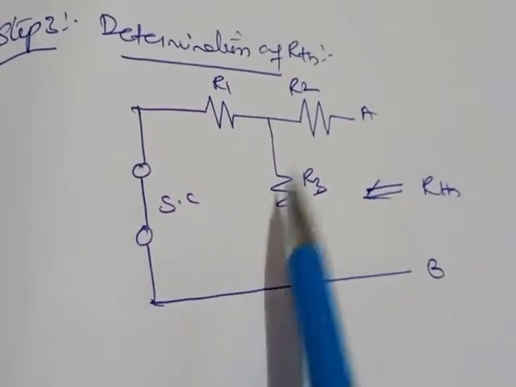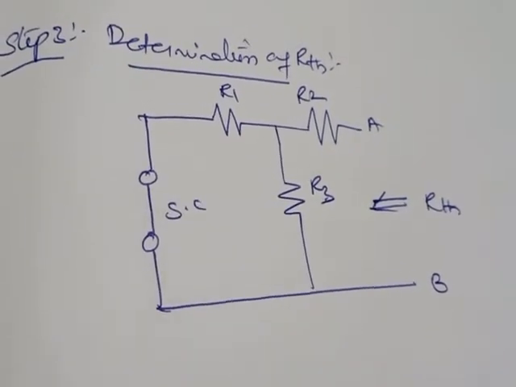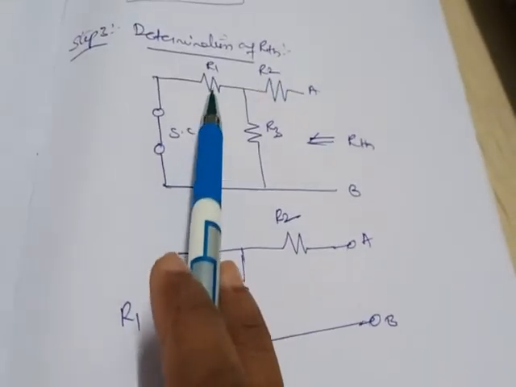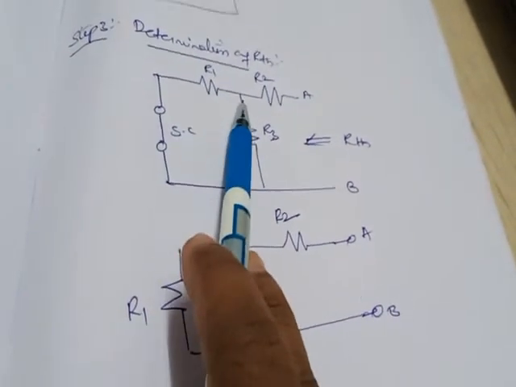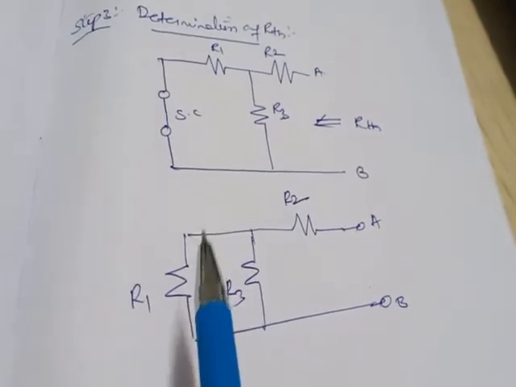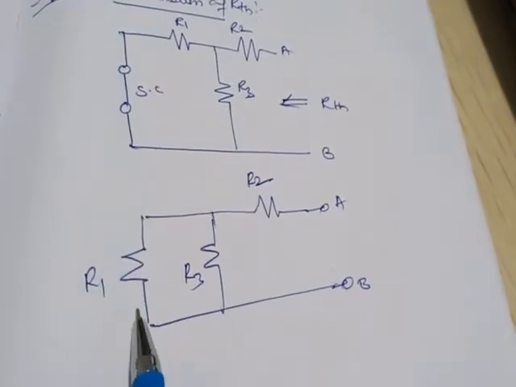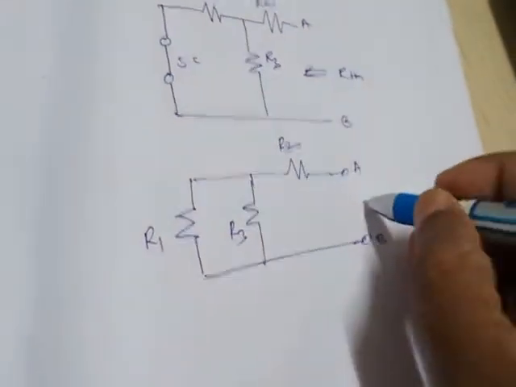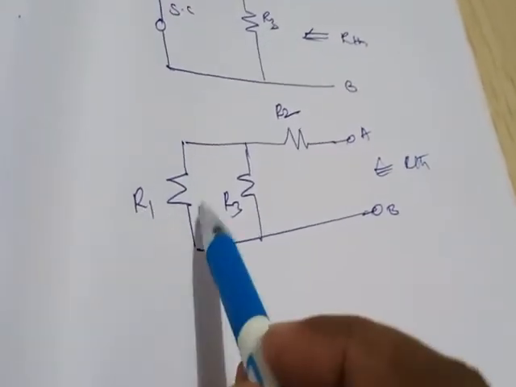For simplicity, I am making the circuit a simpler arrangement so that you will better understand how to find RTH. I have redrawn this figure like this. The same resistances are connected between this end and this end. This end is connected over here, so this end is automatically connected over here. For simplicity, I have represented R1 like this, R3 like this, and R2 like this. Between A and B, you need to find R Thevenin, that is the total resistance. Here you can observe how these two resistances are connected. They are both connected in parallel.